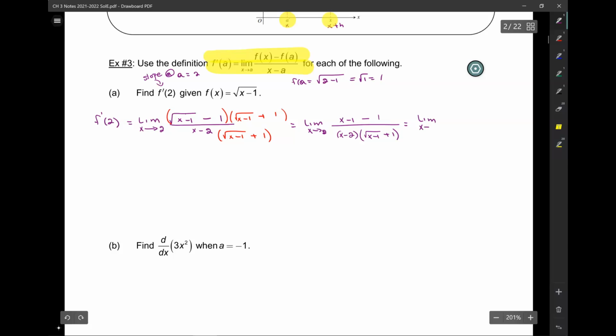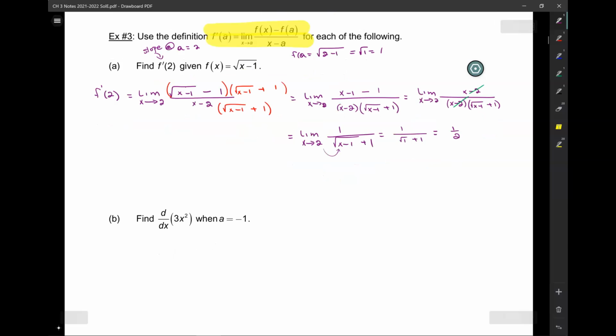So this is limit as x approaches 2, x minus 2 over x minus 2, x minus 1 plus 1. This goes away, this goes away. Look at that. This is the limit as x approaches 2, 1 over root x minus 1 plus 1. And then you can plug in the 2. So you get 1 over root 1 plus 1, which is 1/2.